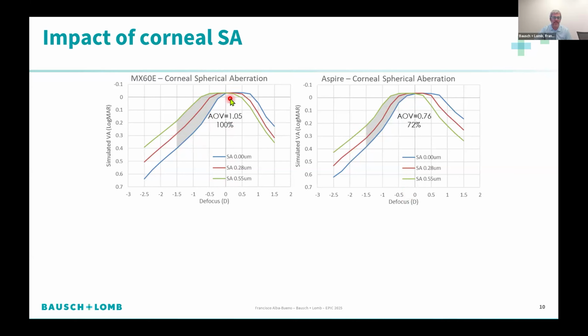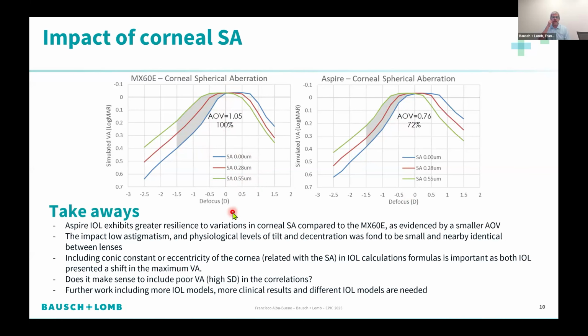And we can see as well that there is a shift of around half a diopter when we move from spherical aberration neutral to a higher aberrated cornea. That happens with both lenses, this shift, which takes us to the following takeaways. That is that the Aspire lens, that is the monofocal plus, seems to have greater resilience to variations in corneal spherical aberration compared with the standard monofocal.